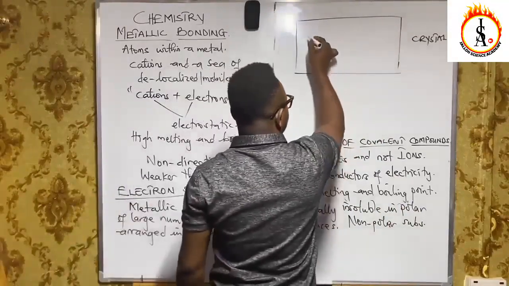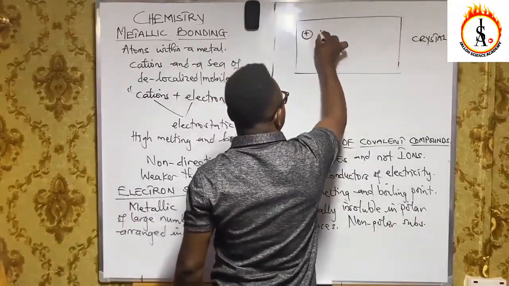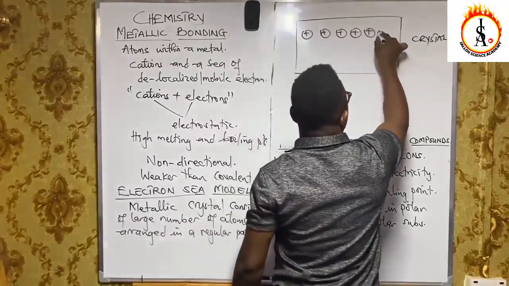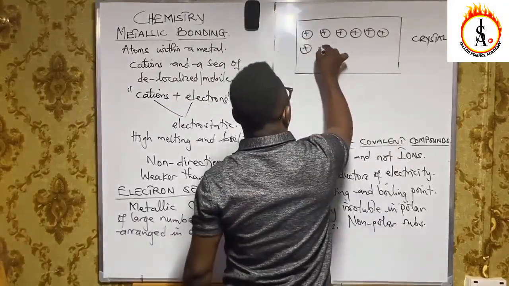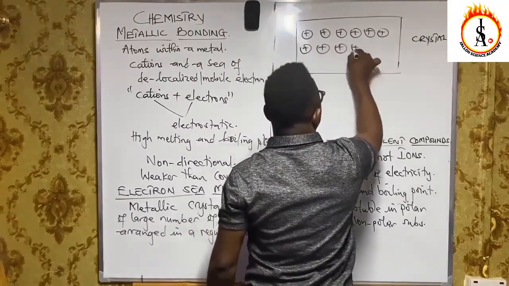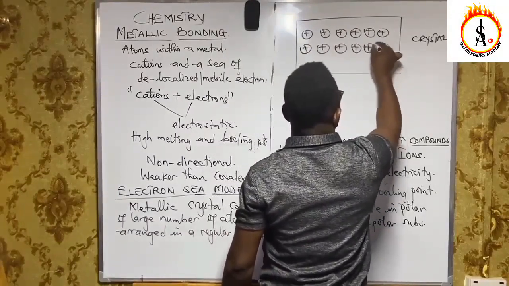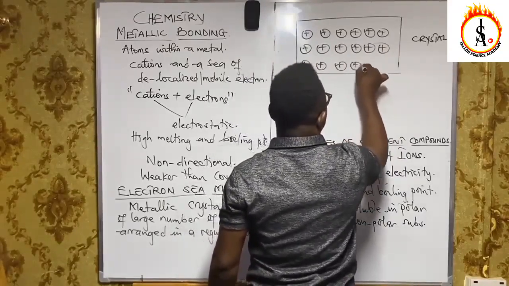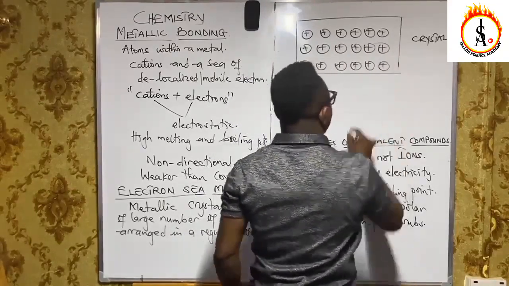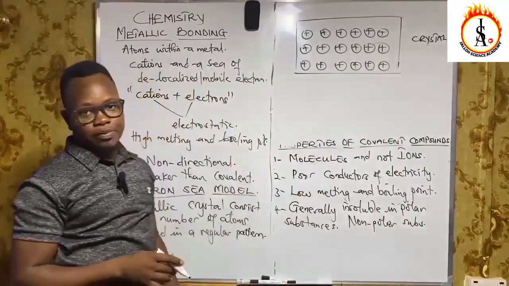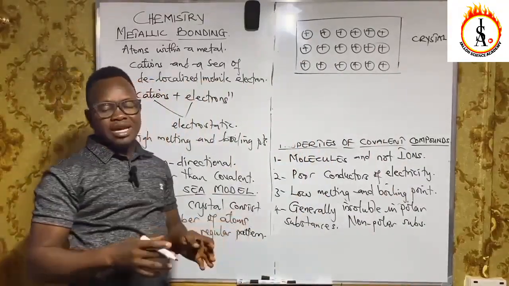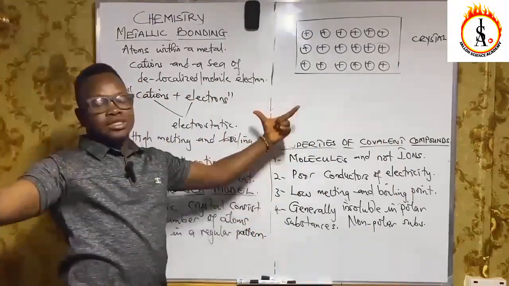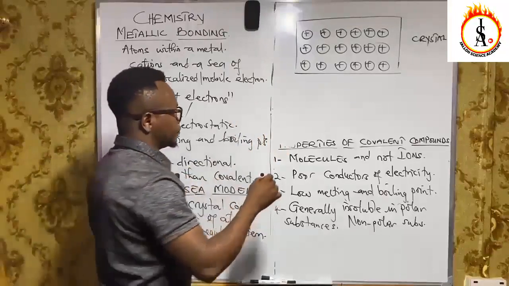Now, if only you have cations like this all over the place, there is going to be an electrostatic repulsive force that will burst the lattice asunder.